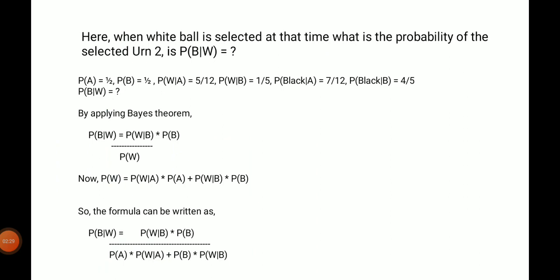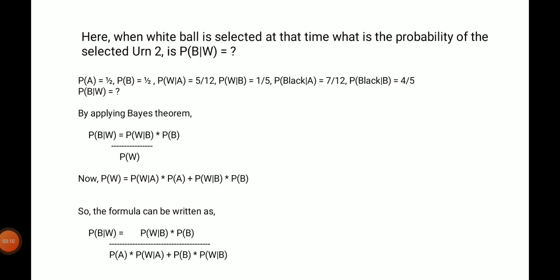Now we have to find the probability that the ball is white and selected from Urn 2. So we are asked for P(B|W). From the data we have P(A) = 1/2, P(B) = 1/2, P(W|A) = 5/12, P(W|B) = 1/5, P(Black|A) = 7/12, and P(Black|B) = 4/5, and we have to find P(B|W). This is basically a problem of inverse probability, and for that we can apply Bayes' theorem.